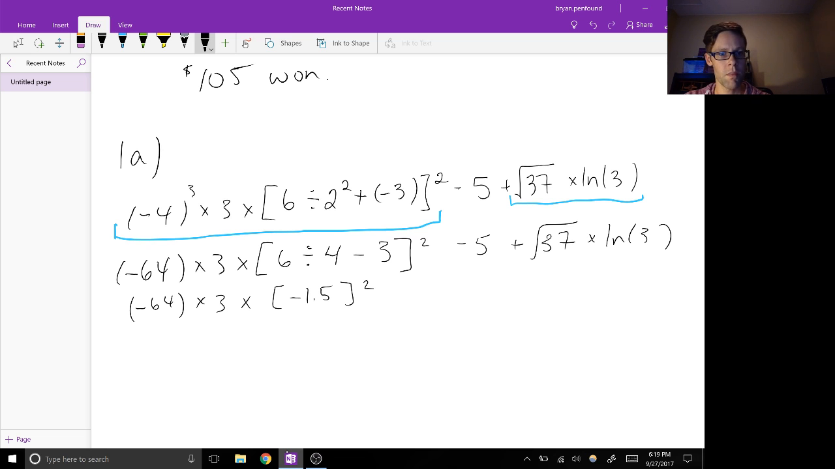Okay, so I'm going to finish up this. I'm just going to type this right into my calculator and get a value for this. So what do we got? -64 times 3 times -1.5 squared. So I get negative 432 for that first underlined blue piece. And then we still have this subtraction of 5 and then this addition of root 37 times ln 3.